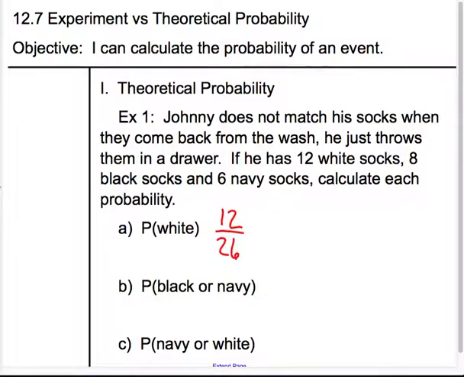And whenever we give our answer as a fraction, we simplify it. So these both have a common factor of 2. Dividing them each by 2, I get a probability of 6/13. For B, we're noticing that we've got the probability that he pulls a black or a navy sock out. Well, he has a total of 14 black or navy socks out of 26 socks in his drawer. Again, it's simplifying, dividing each by 2, I get 7/13 for my probability.